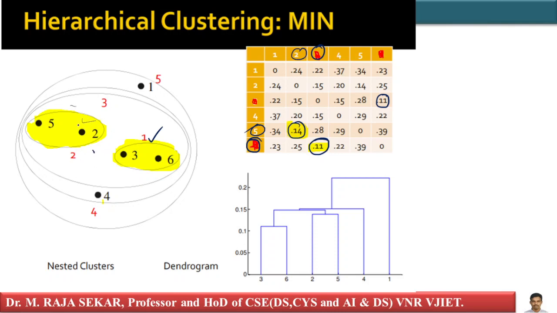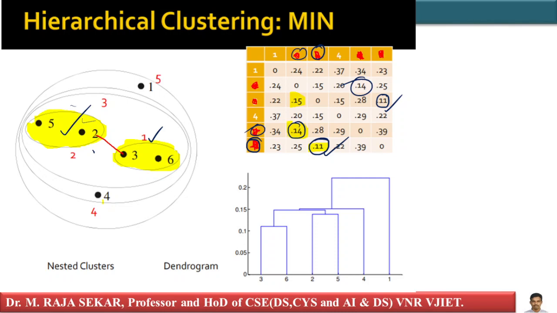This one is the second cluster, isn't it? 0.14 and 0.11, these two numbers are already covered, already taken care of. 0.14 is the distance between 2 and 5. So, we can join the points 2 and 5 as cluster 2. So, this becomes my cluster 2. 0.14 is also taken care of. Next, what is the smallest value? If you look at it, what is that smallest value?